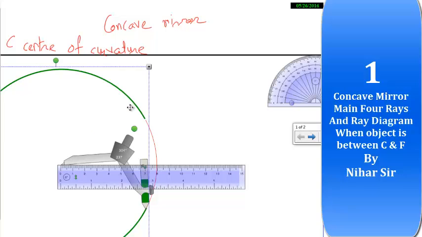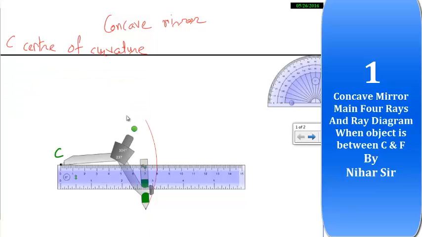So this is the spherical shell. The center of the spherical shell from which it is cut is called center of curvature C, right? So now you know what is center of curvature. The spherical shell from which the spherical mirror is made, the center of that spherical shell is called center of curvature.